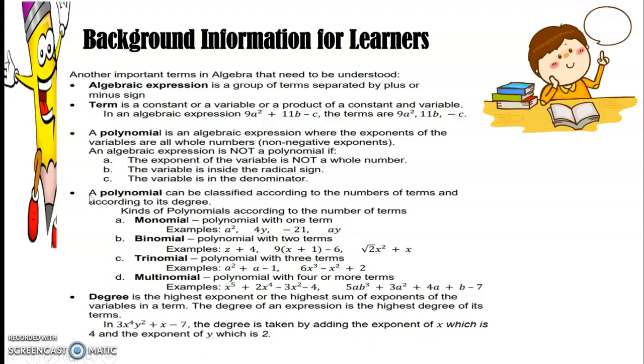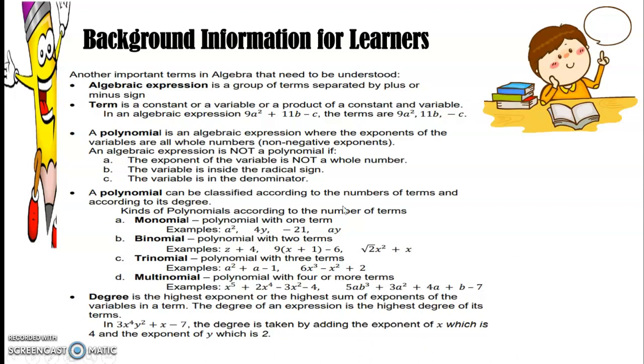Okay? So, a polynomial can be classified according to the number of terms and according to its degree. So, these are the kinds of polynomial according to the number of terms. First, letter A, monomial. Polynomial with one term. Kung isa lang ka-term, example, a squared, 4y, negative 21, and ay, these are monomial. Isa lang siya ka-term. Although nga, may duwa ka variable, but this is considered as one term because wala man may makita nga plus kag minus sa tunga nila.